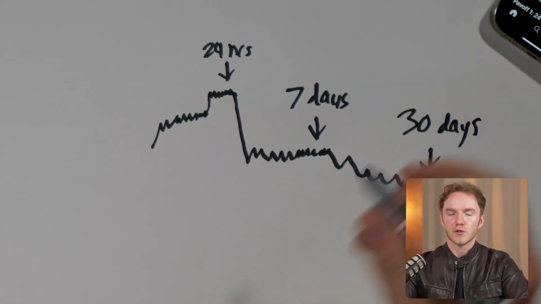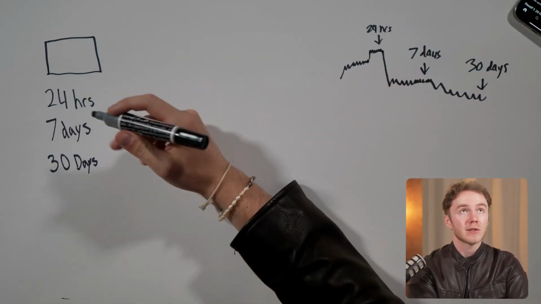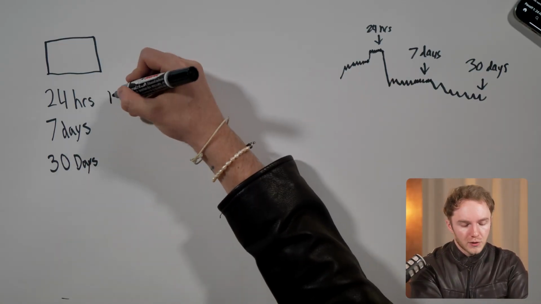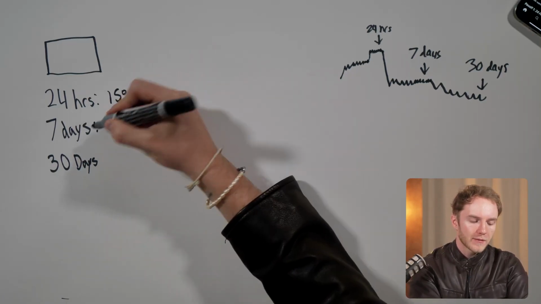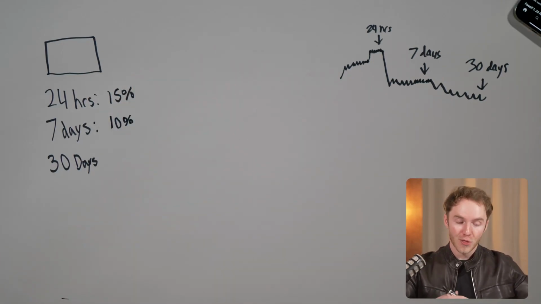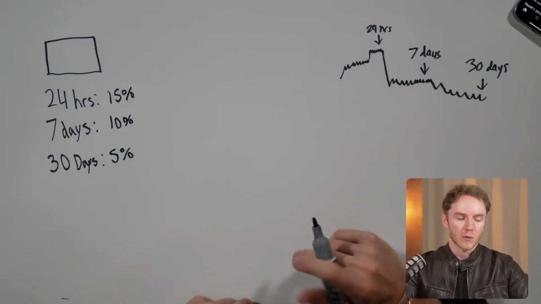You want to essentially figure out what the average is on each of these time periods. So let's say that our average CTR on this first video after 24 hours was 15%. And that's a really good CTR. And then after 7 days, it actually dropped down to 10%. And then after 30 days, we found that that video dropped down to 5%. That's kind of how it normally goes. So that is our first video.